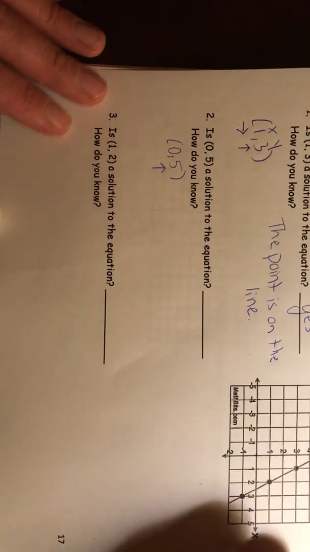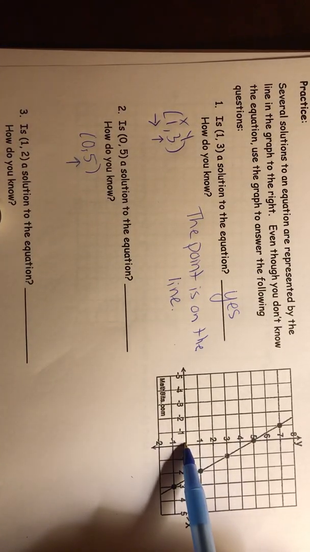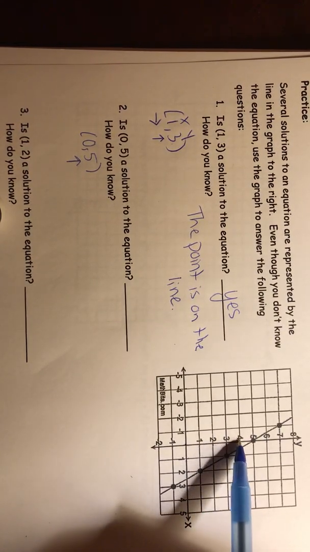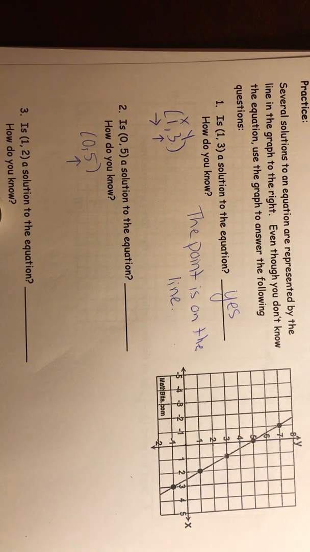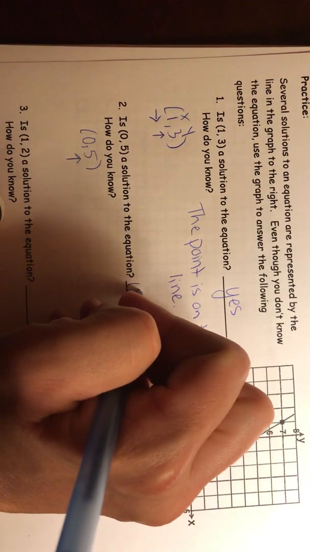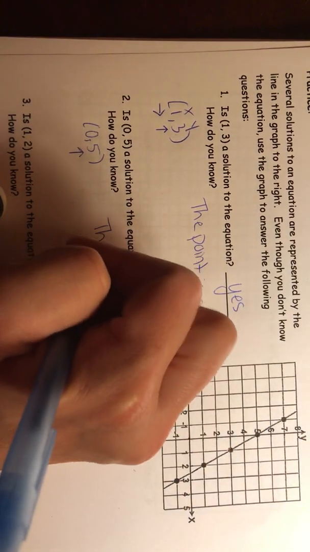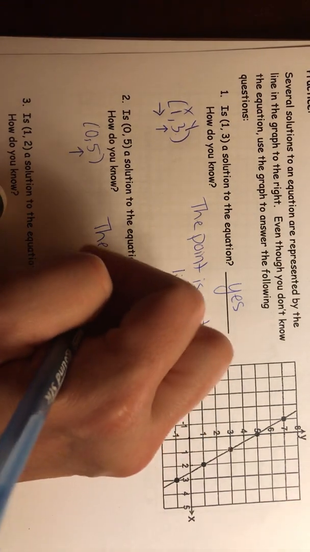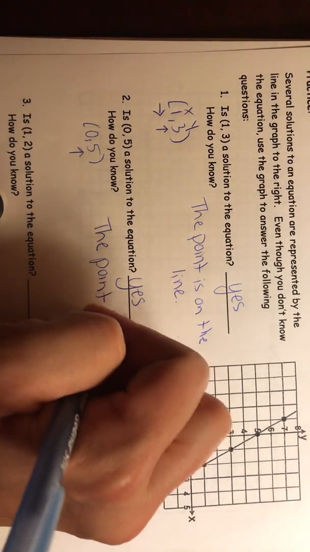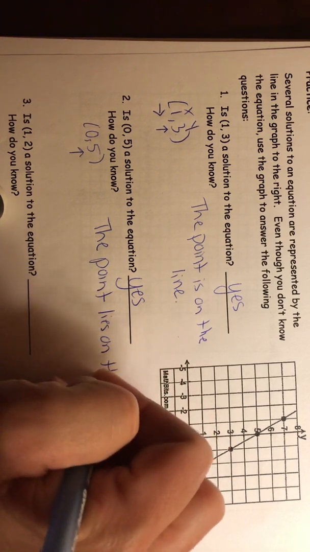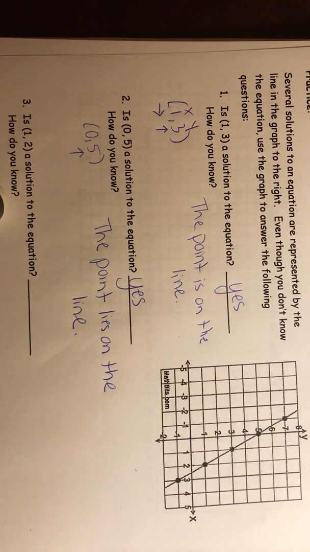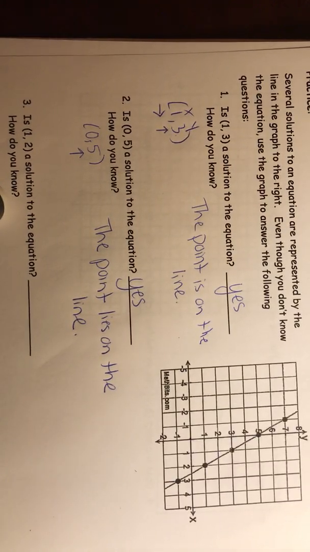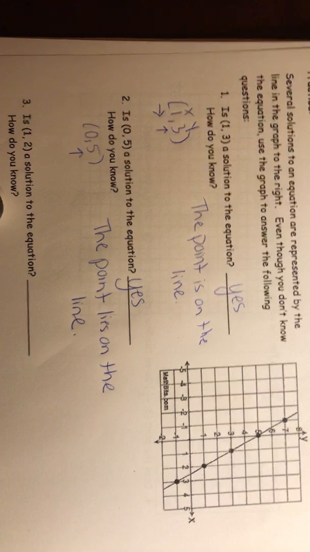Ready? Go to your graph. Start at the origin and go up 5. 1, 2, 3, 4, 5. And you can see that that is a point that lies on this line. Therefore, it is a solution to this equation. The point is on the line. Or you can say it lies on the line. Okay? So the first one was yes. The second one was yes. I wonder what the third one's going to be.